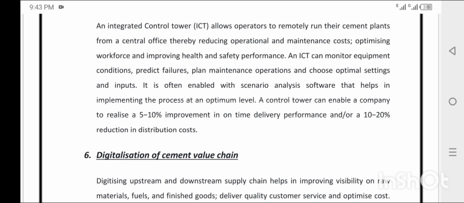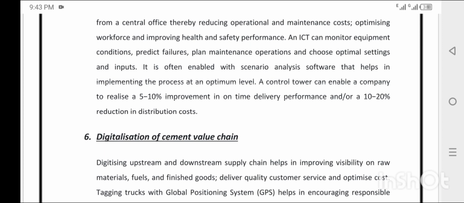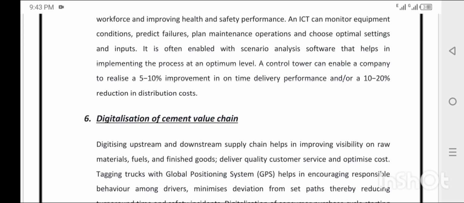A control tower can enable a company to realize almost 5 to 10% improvement in on-time delivery performance and 10 to 20% reduction in distribution cost.